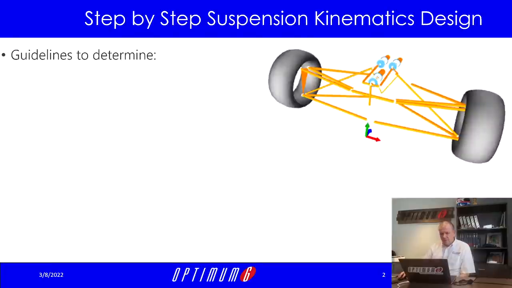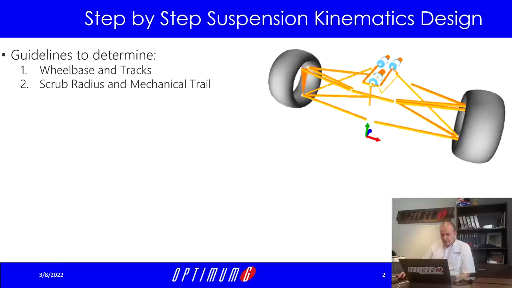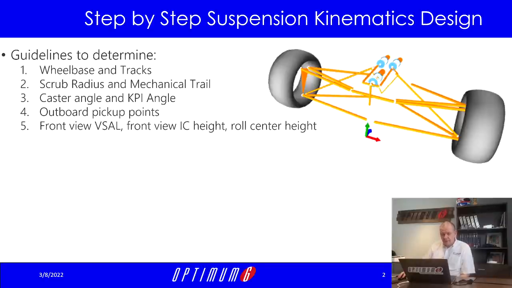We are going to speak about wheelbases and track definition, scrub radius and mechanical trail, and caster and KP angle. So 2 and 3 are about two of the pickup points on the upright, the third one being for the towing. We're going to speak about outboard pickup points. That's what it is on the upright.